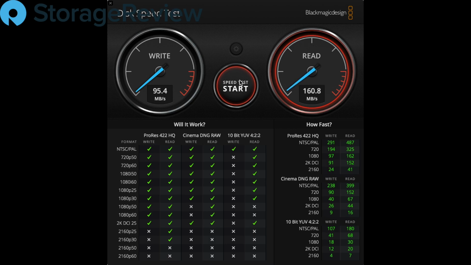Looking at the read side, we're sitting at 161, and it'll sort of bounce around a little bit there. In terms of recording video, that doesn't really help us, but where it does help us is when we drop this into a notebook or system for processing the video, we're able to pull it off at line rate, and if we have some large files, instantly get those off the card onto the system and be working with those files.